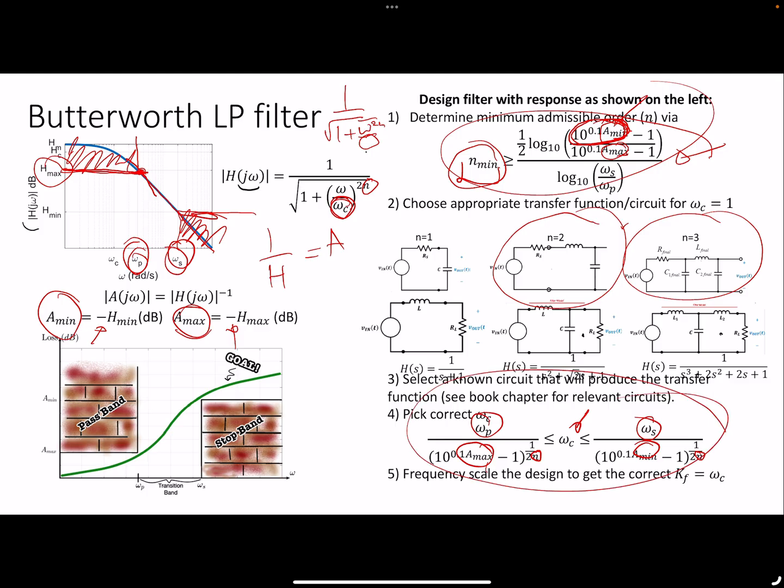Now, what else could I ask you? I could give you the design specs and ask you if it's a low pass or a high pass filter. So you have to realize that for a low pass, omega p is smaller than omega s, and for a high pass, omega p is greater than omega s, because the pass band is at the end for the high pass, and the pass band is at the beginning for the low pass.